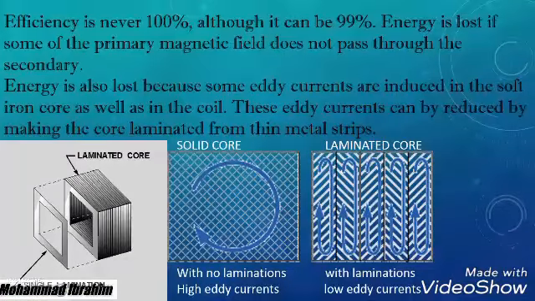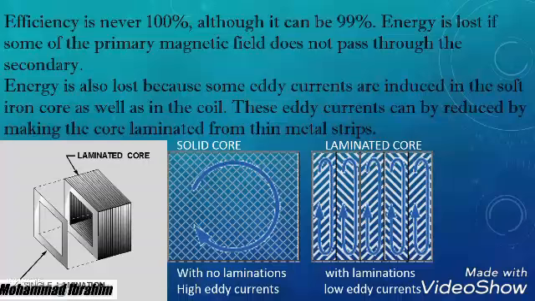Efficiency is never 100%, although it can be 99%. Energy is lost if some of the primary magnetic field does not pass through the secondary coil. Energy is also lost because of eddy currents. This one is not that important, so you don't need to get it much.